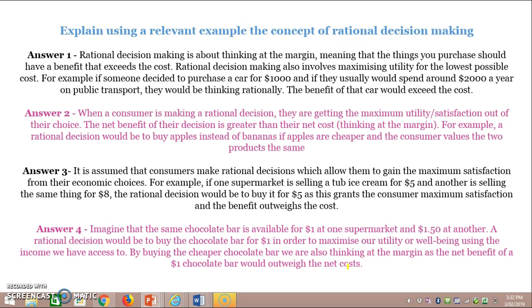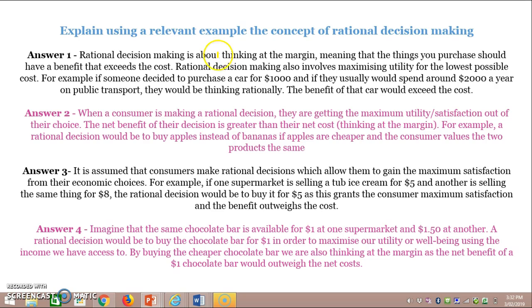And last question. Explain using a relevant example the concept of rational decision making. So there's 4 different answers here. It's not a massive answer. These are 4 different ones. Best to use, as I said, an example to say what you're doing, and you've got to use a really clear-cut example. Don't use one that doesn't really explain the concept.